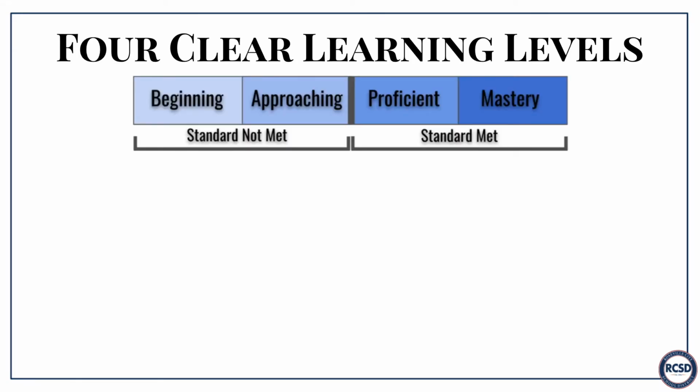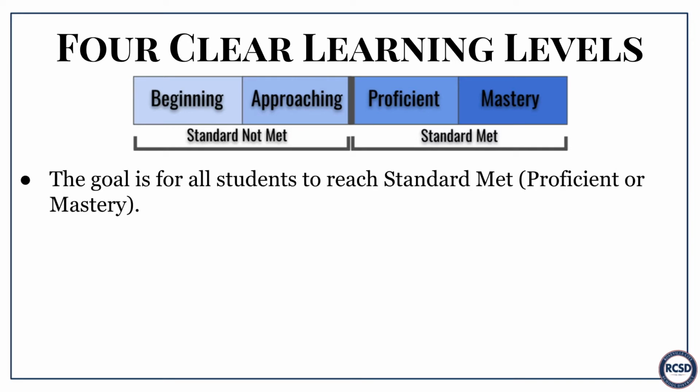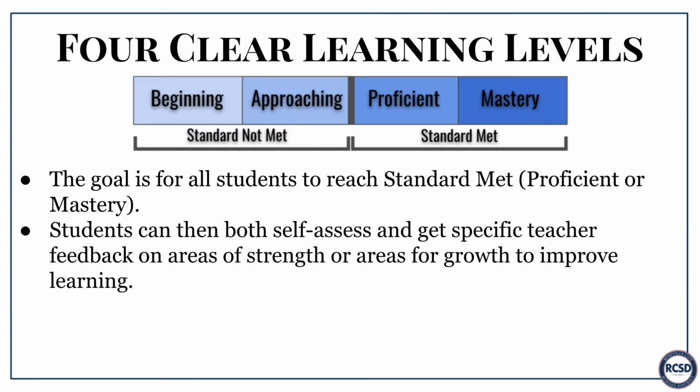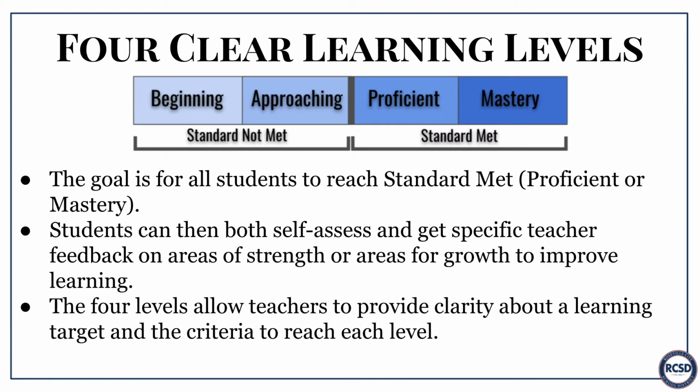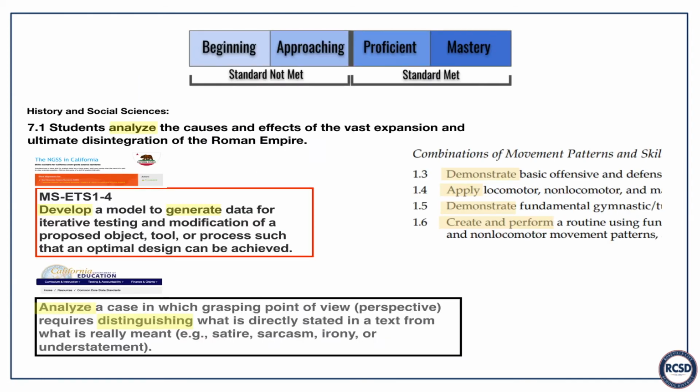The 4 learning levels are beginning, approaching, proficient, and mastery. The goal is for all students to reach standard met, either proficient or mastery. Students can then both self-assess and get specific teacher feedback on areas of strength or areas for growth to improve learning. The 4 levels allow teachers to provide clarity about a learning target and the criteria to reach each level. Students are asked to do actions like analyze, develop, create, perform, and those type of actions are much better described through the use of levels instead of points or a percent.